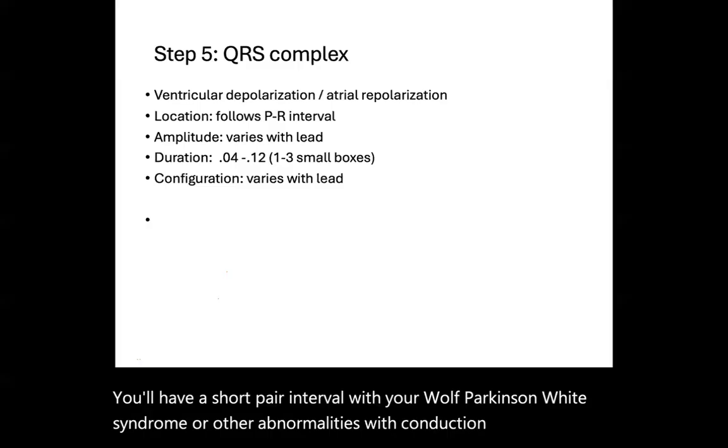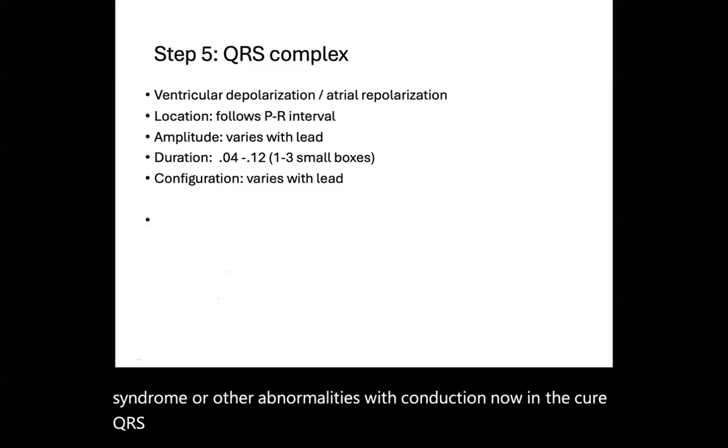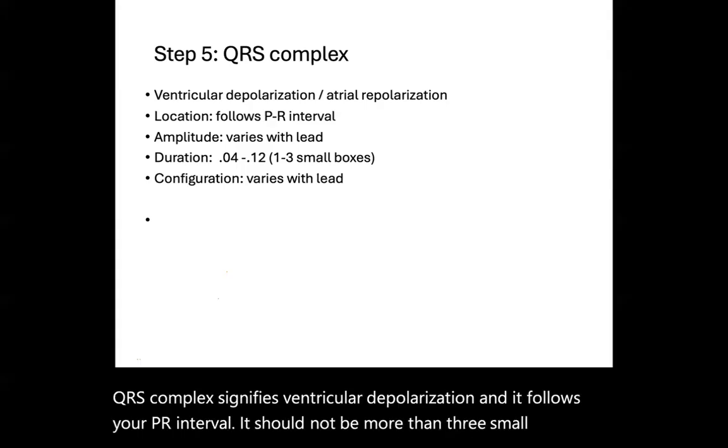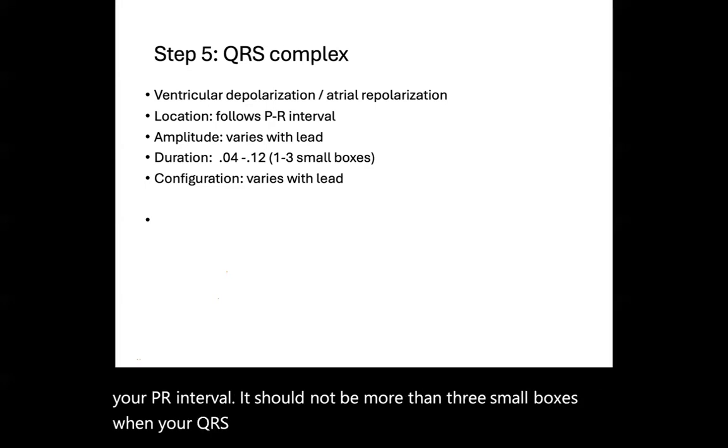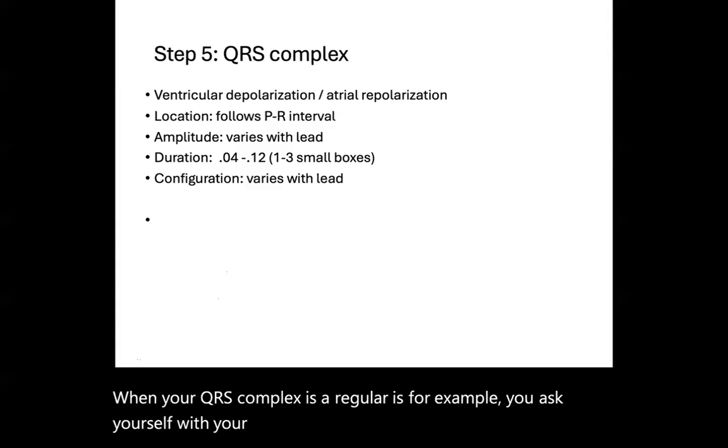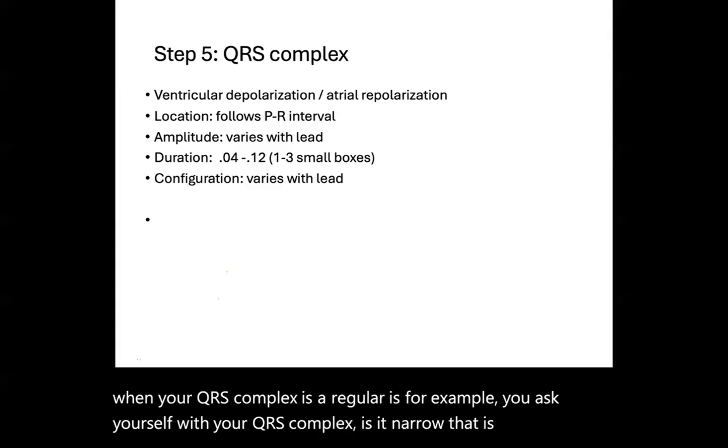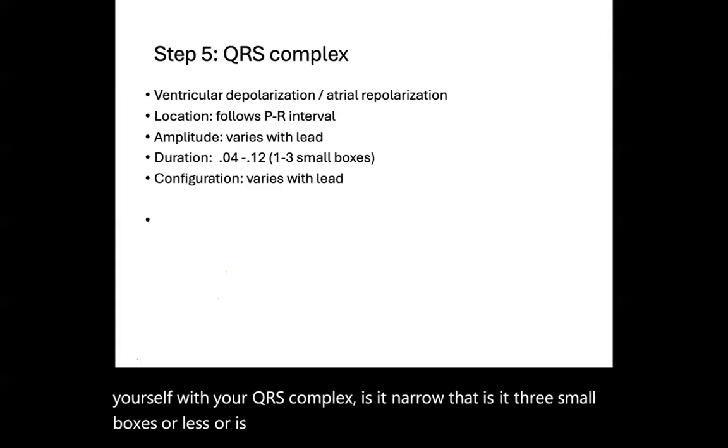Now, your QRS complex signifies ventricular depolarization and it follows your PR interval. It should not be more than three small boxes. When you look at your QRS complex, you ask yourself, is it narrow, that is, three small boxes or less, or is it wide, greater than three small boxes?